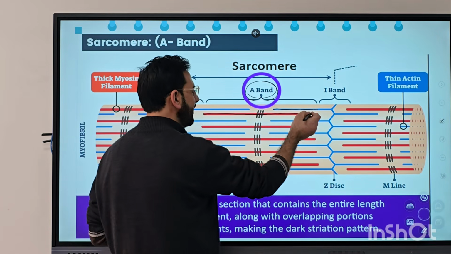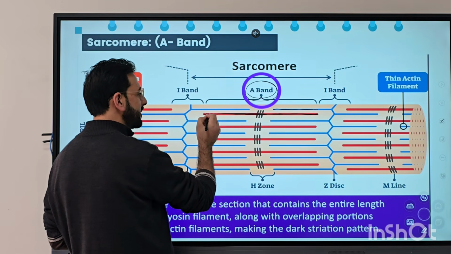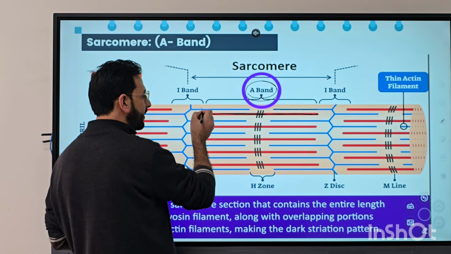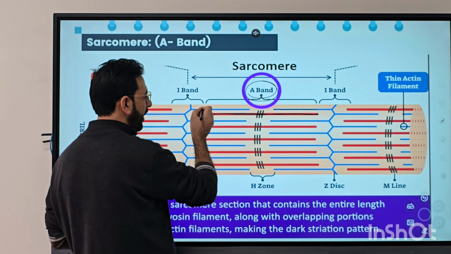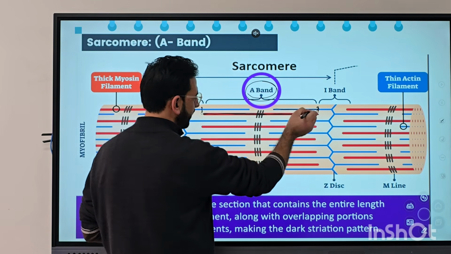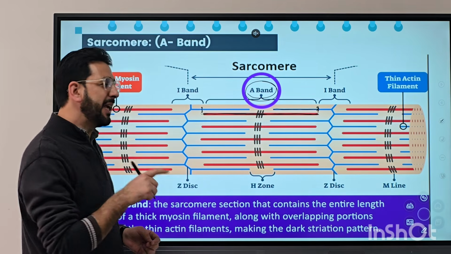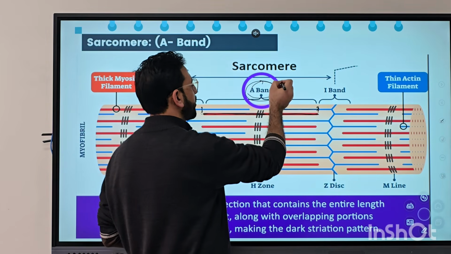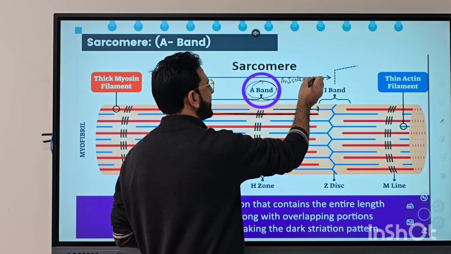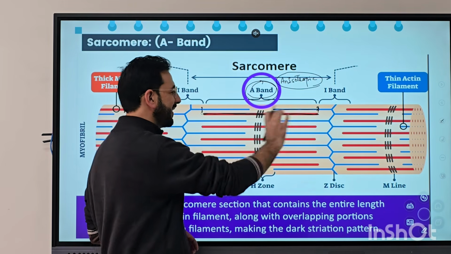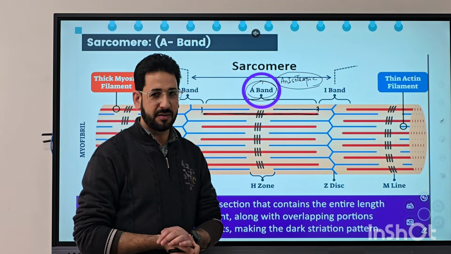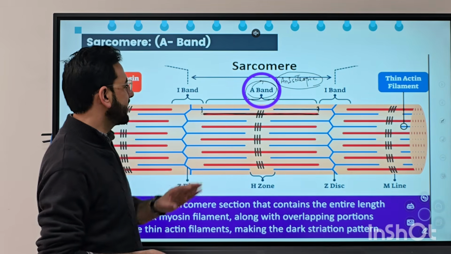In the diagram you can see we have these red thick filaments, and over the thick filament we have the actin filament, and the length of the actin filament that is overlapping the myosin filaments here and here. This whole region is called the A band. A band stands for anisotropic, and because it has the thick filament and the overlapping thin filament, it gives the dark appearance under the microscope. So that is this A band.